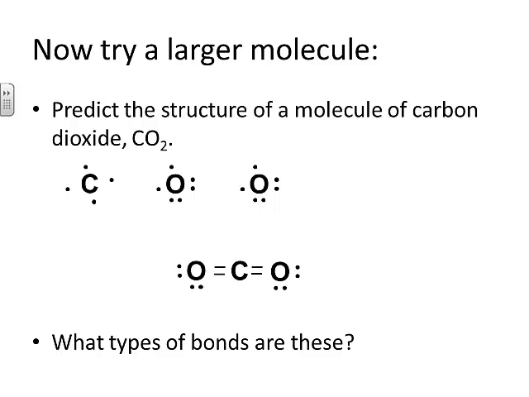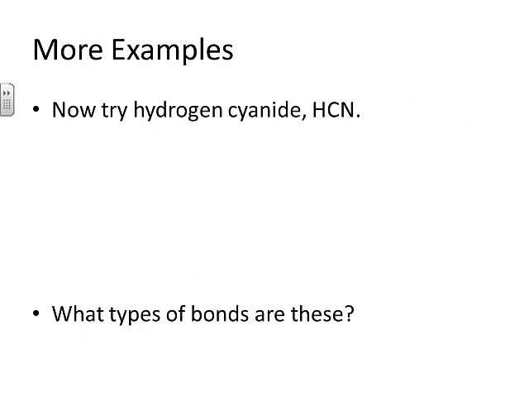Now, what type of bonds are those? Are those 2 sets of single covalent, or is there another name for them? Hopefully you recall that these are each called a double bond, so we'd say carbon double bonds to each of those oxygen atoms. Now, I would like you to try hydrogen cyanide, so pause this video and try it.